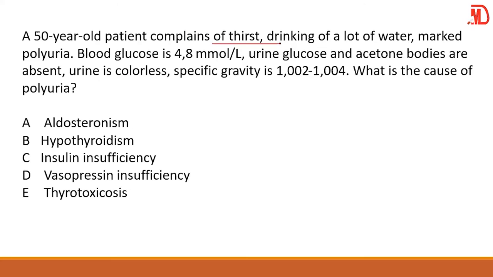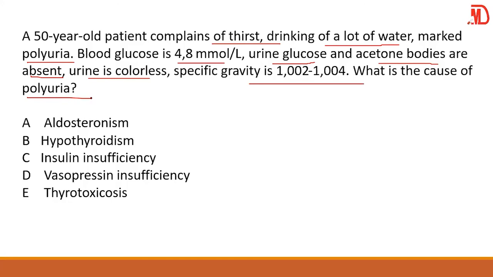A 50-year-old patient complains of drinking a lot of water, marked diuresis or marked polyuria. Here you could think of maybe diabetes. But look at it. Blood glucose is 4.8, which is actually normal. So diabetes can be ruled out because sugar is normal. There's no urine glucose, and acetone bodies are absent. Urine is colorless, with a low specific gravity. So what is the cause of polyuria? Of course, this has got nothing to do with diabetes, so you take diabetes out of it.